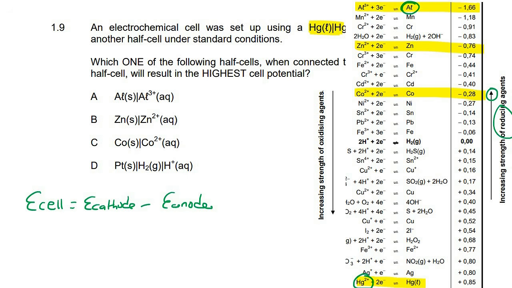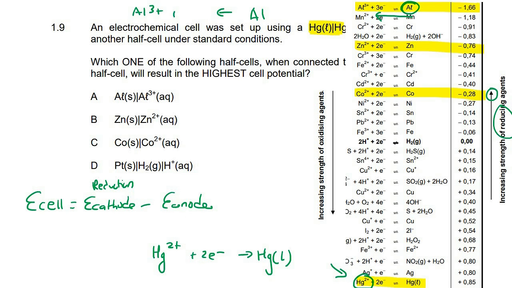Now, I've showed you this before, but this reaction down here at the bottom, when Hg 2+ plus 2 electrons goes to Hg, that is a redox reaction. That's a reduction reaction, and reduction always happens at your cathode. And when the reaction goes from right to left, so if aluminium turns into aluminium 3+ plus 3 electrons, that is an oxidation reaction, and that happens at your anode.